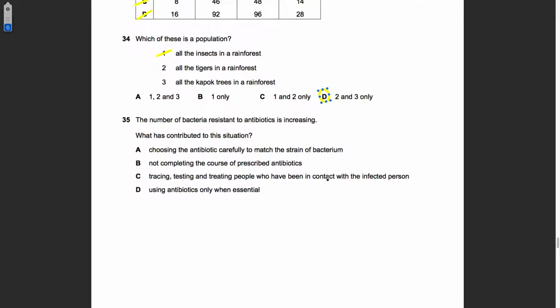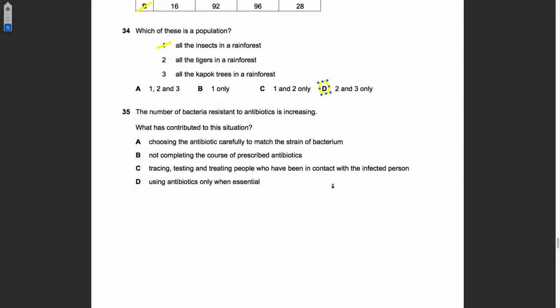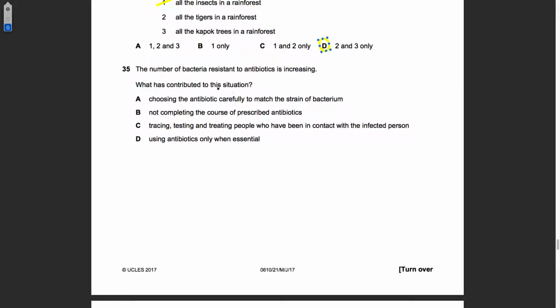Last 5 questions, or last 6 anyway. The number of bacteria resistant to antibiotics is increasing. What has contributed to this? So what has actually caused this to happen, if you like? Choosing the antibiotic carefully to match the strain of bacterium. No, that would actually help prevent antibiotic resistance. So let's say no to that. Not completing the course of prescribed antibiotics. Going to put a circle around that one for now, because yes, that is not helpful at all, and that has been known to increase bacteria becoming resistant because it doesn't fully kill them off and so on.